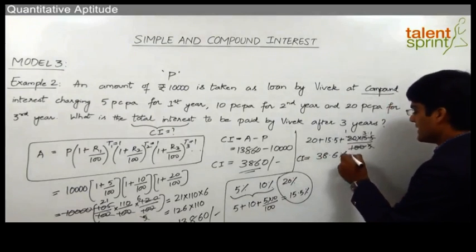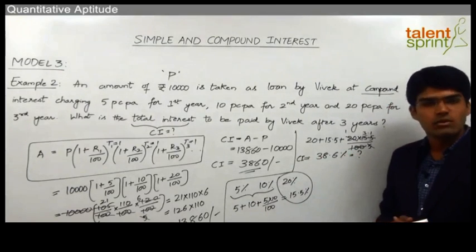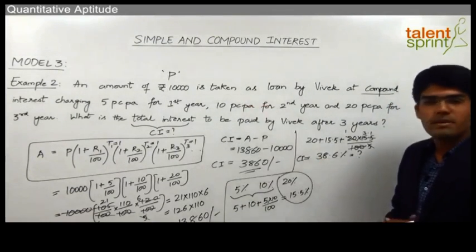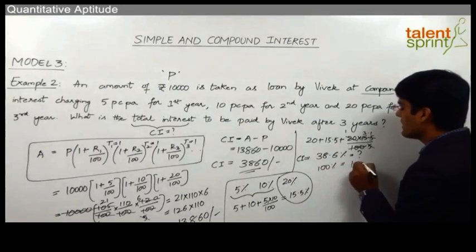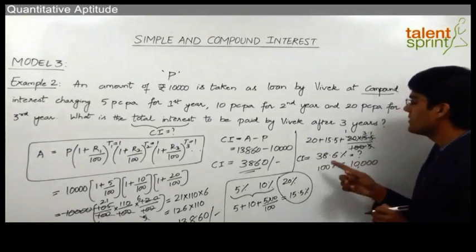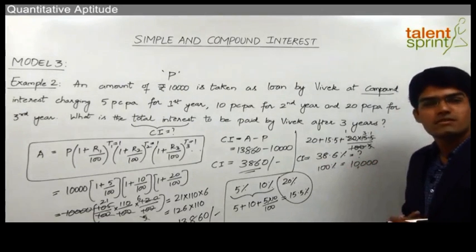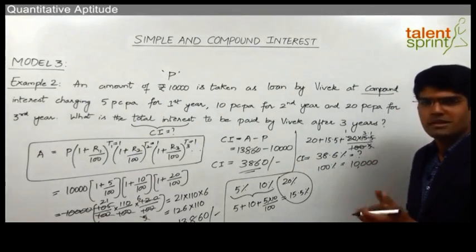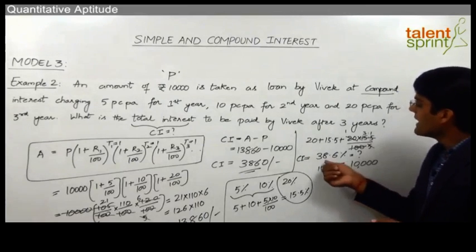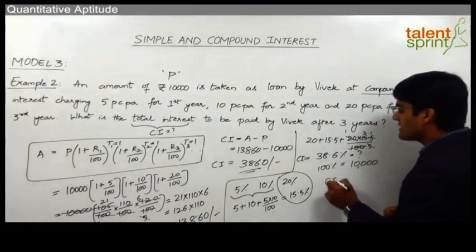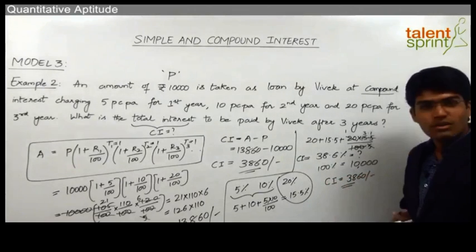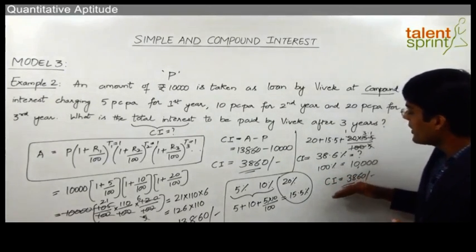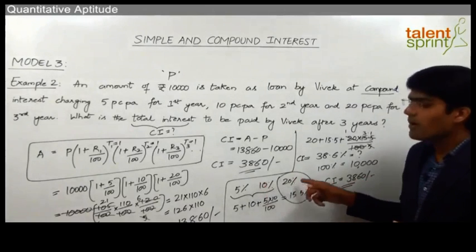So our question is, 38.6% is equal to what? And we know that the principal is 10,000. That means 100% is equivalent to 10,000. So if 100% is equivalent to 10,000, 38.6% would be equivalent to what? We can cross multiply, or otherwise even directly we can say that the compound interest here should be equal to 3,860 rupees.